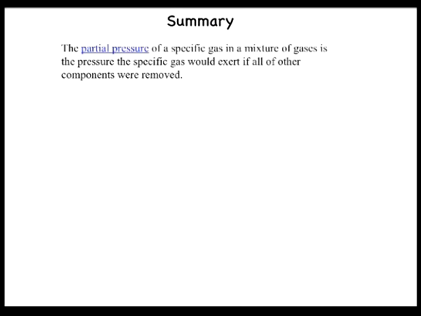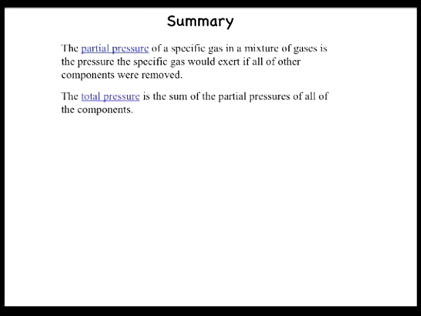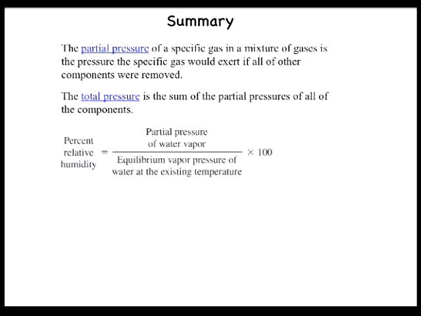In summary, the partial pressure of a specific gas in a mixture of gases is the pressure the specific gas would exert if all of the other gas components were removed. The total pressure is the sum of the partial pressures of all of the components. The percent relative humidity is defined as the partial pressure of water vapor divided by the equilibrium vapor pressure of water at the existing temperature multiplied by 100.